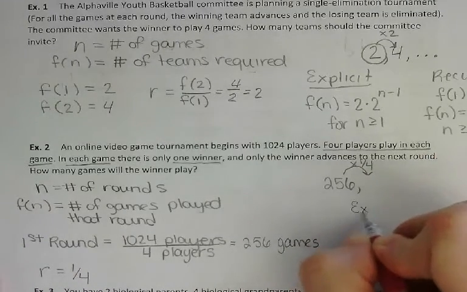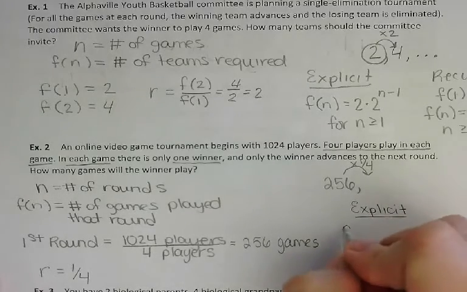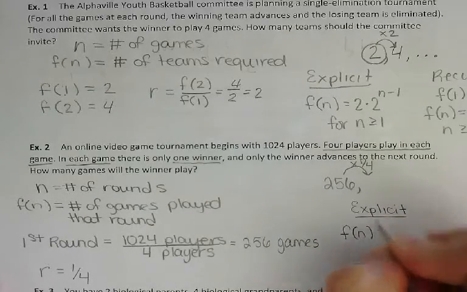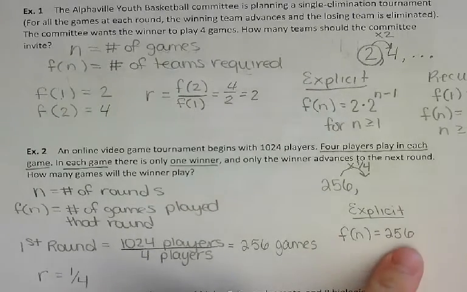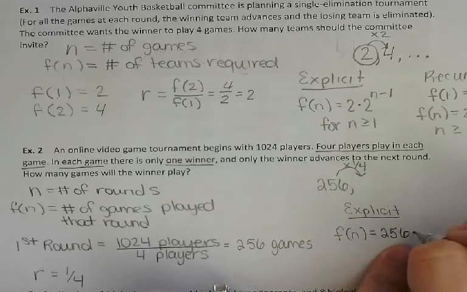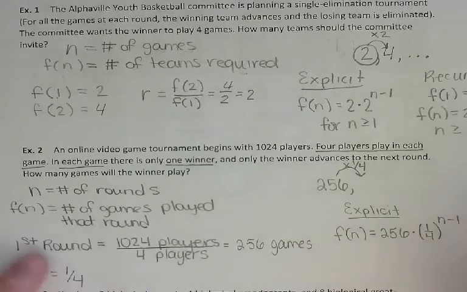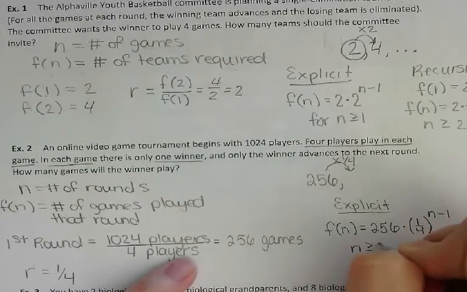So for our explicit rule, we're going to say f of n equals our first amount of games. We have 256 games going during the first round, times the common ratio, which is 1/4, because only one of the 4 players is going to advance, to the n minus 1, since we have a first round, for n's greater than or equal to 1.